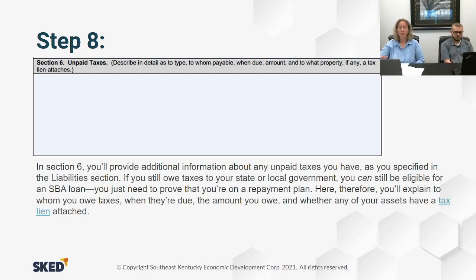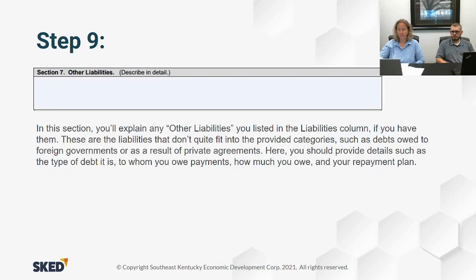You're going to describe all the details about any unpaid taxes in this section. That includes what type of tax it is, who you have to pay it to, when it's due, what the amount is, and if it's attached to a property, any tax liens, anything like that. Any important details are going to go in this section.